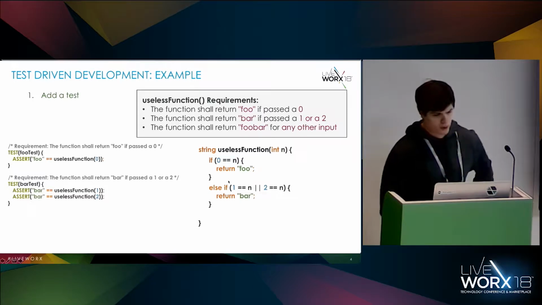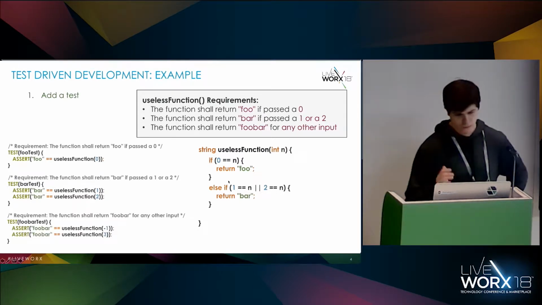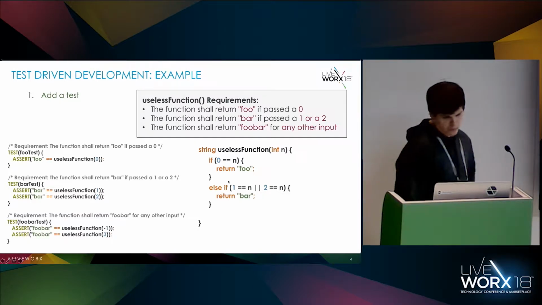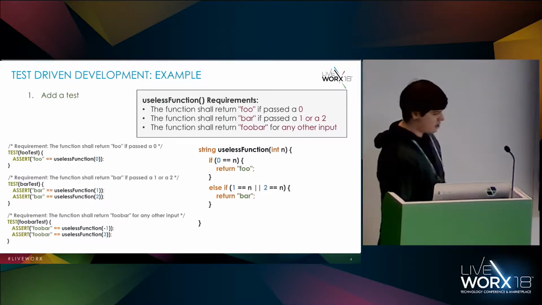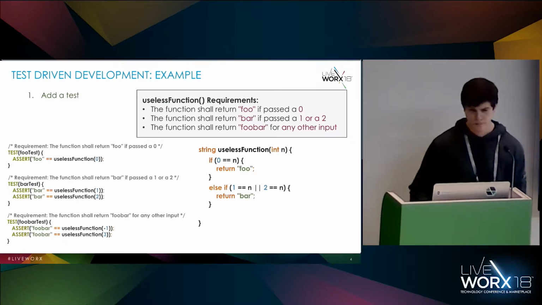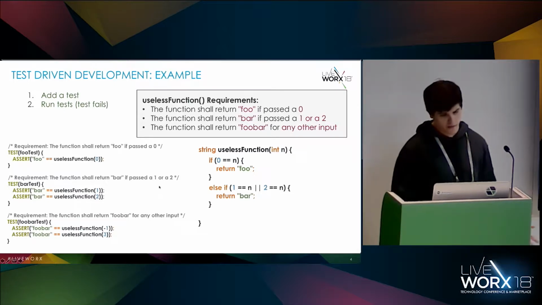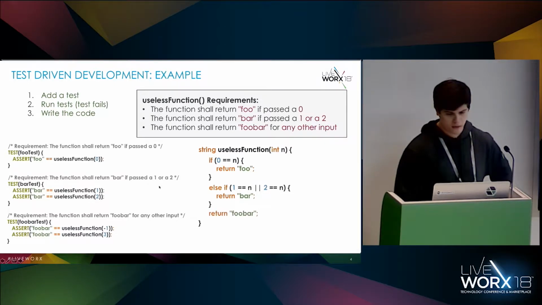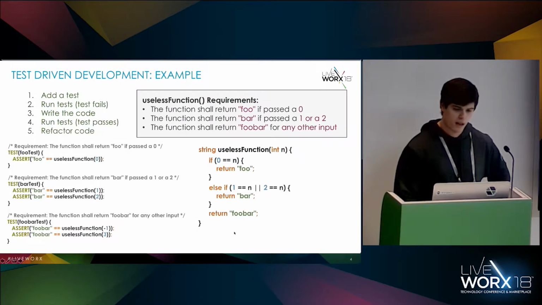And now for our last requirement, we'll add the test. We've returned foo bar for any other input. We're being a little lazy here and just testing the boundary conditions, but you could obviously take this test as far as you want to go. So we run our test, it fails once again. We write the code, there it is, return foo bar for any other input. Run the test, it passes, and refactor, and we're done.